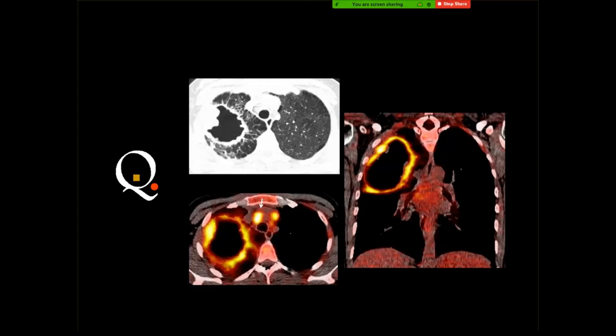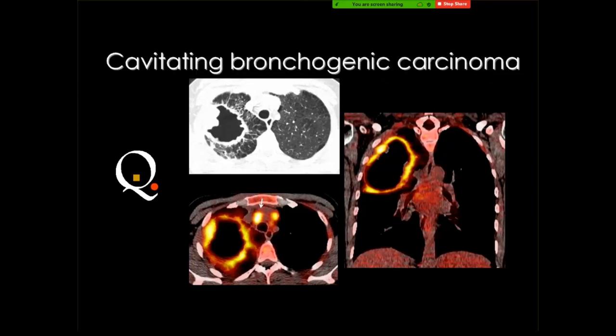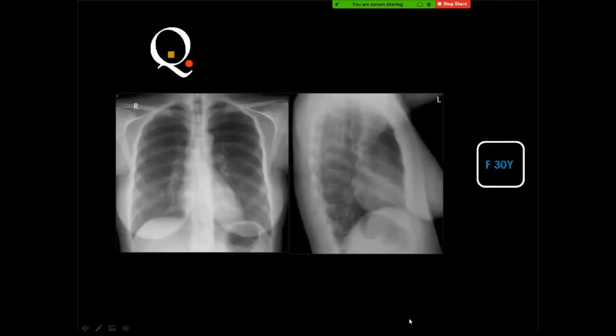Yes, this is cavitating bronchogenic carcinoma, and you see the marked irregularity of the inner wall of the lesion. You see the metabolic activity of the tumor margin, and you see the metastatic nodes that are hypermetabolic in the mediastinum.